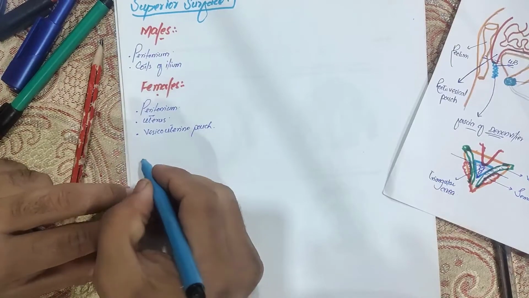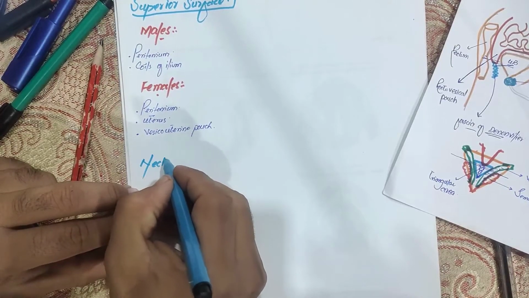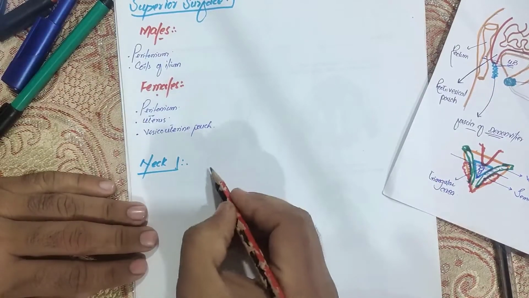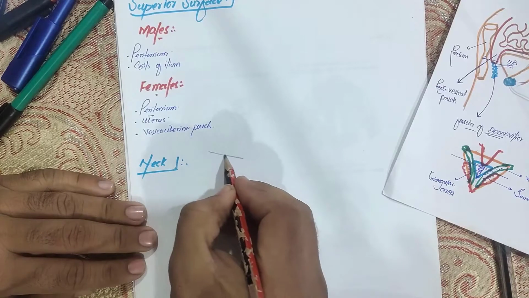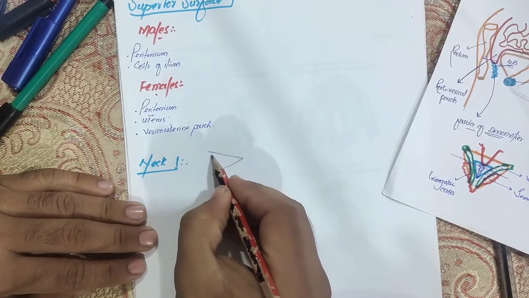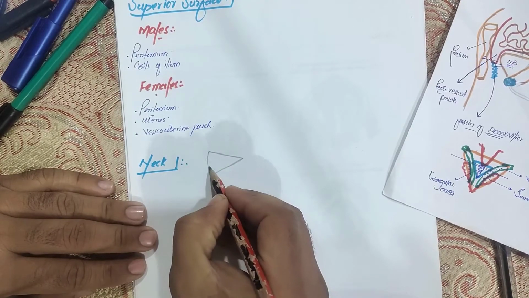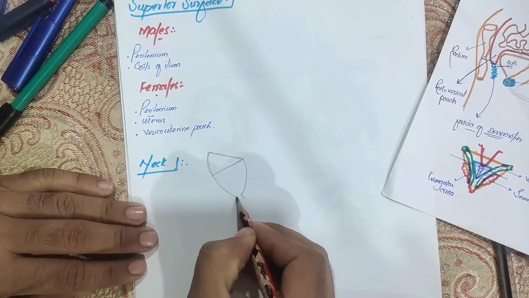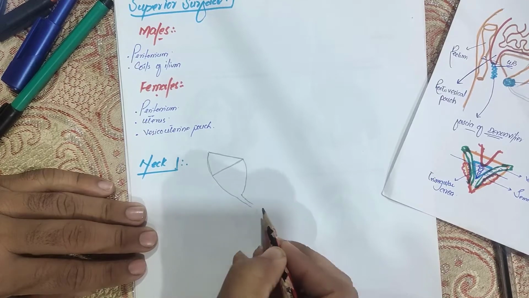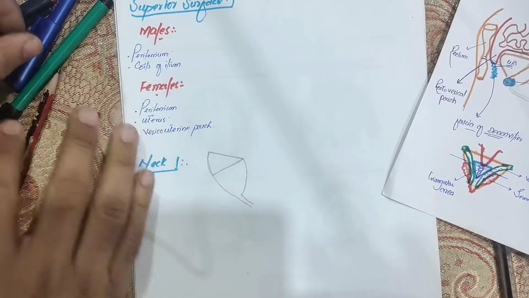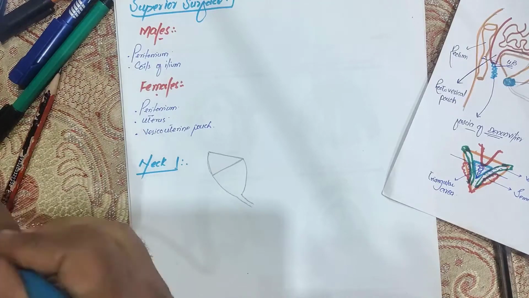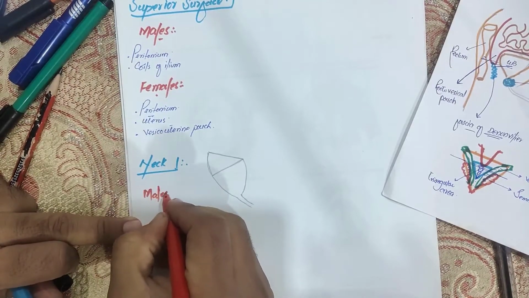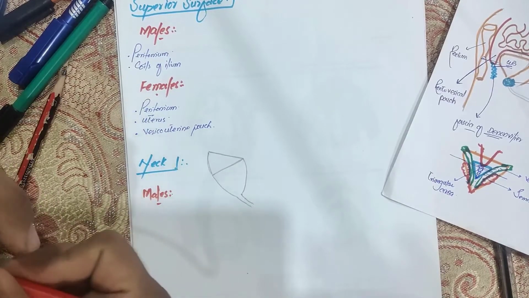Now let's come to the neck of the urinary bladder. The relations of the neck of the urinary bladder. Look carefully. Let me draw there the diagram of the urinary bladder. This is the superior surface, right. Then like this is the neck of the urinary bladder, right. So let's see, first of all, in case of males, the structures. In case of males, what are there?